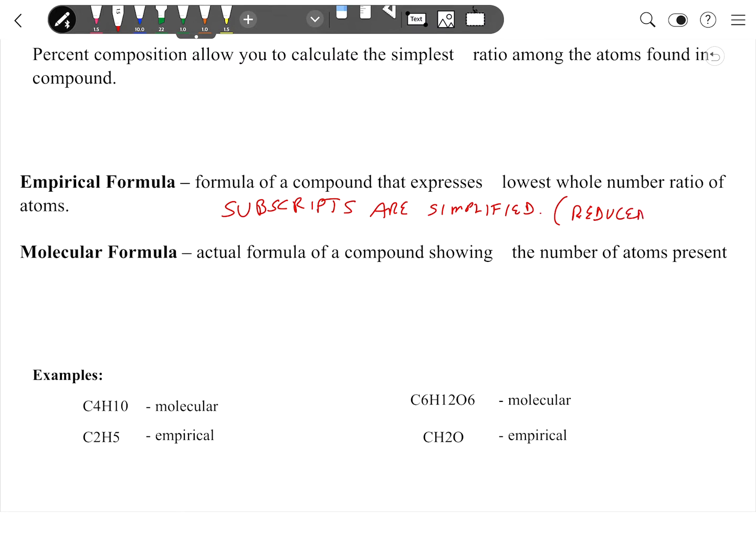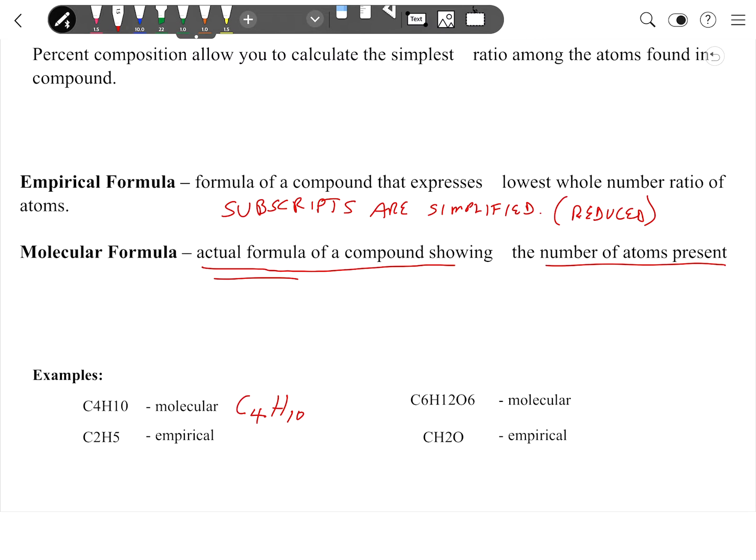The difference between that and a molecular formula: the molecular formula is the actual formula of a compound showing the number of atoms present. If you look at the examples down below, we've got one over here on the left. It is C4H10. I'll rewrite it because in this format it doesn't look that great. So there's C4H10, and that is the actual formula of that hydrocarbon.